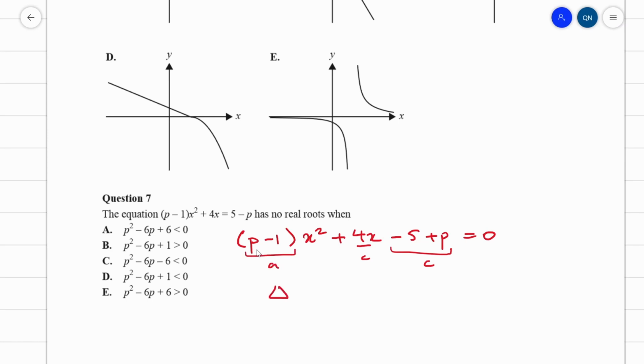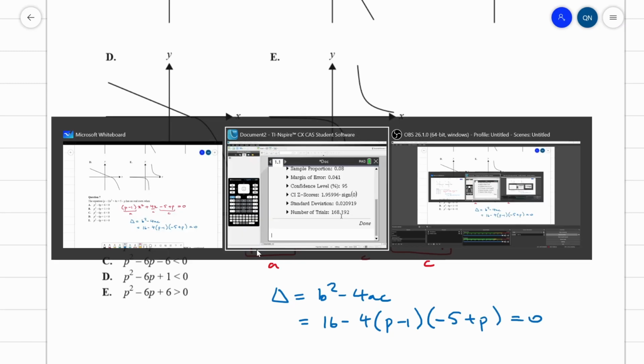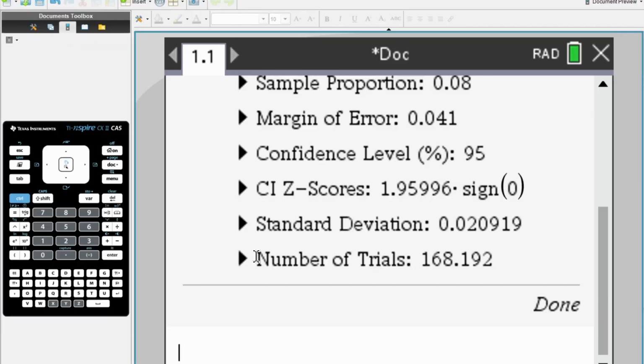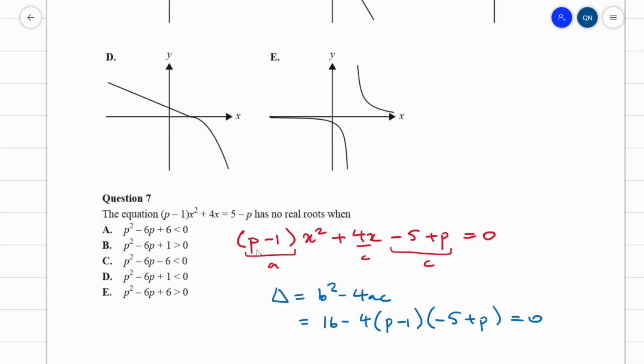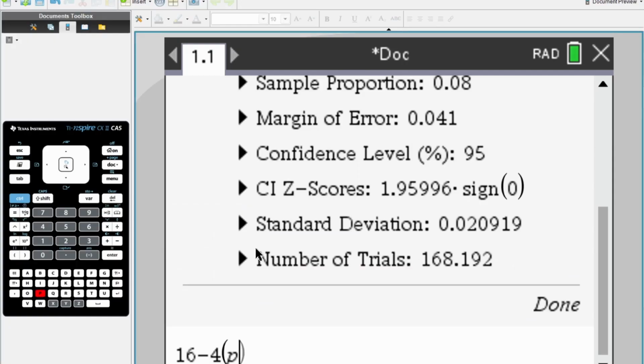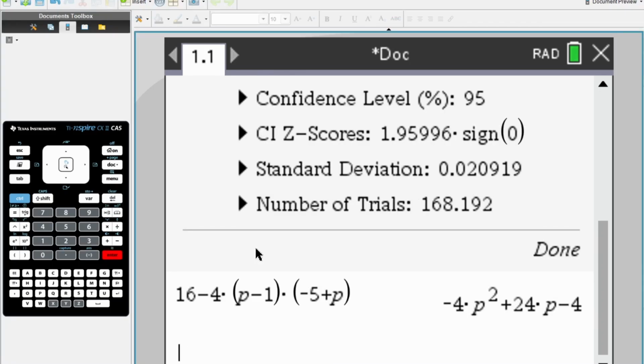So the discriminant formula, why am I using red? Discriminant is b squared minus 4ac. B squared is 16 minus 4. A is p minus 1. C is minus 5 plus p. Let's simplify this in the CAS because it can't be stuffed expanding it out by hand. So 16, and then we have 4 p minus 1, and then we have a minus 5 and a plus p, and it gives us this equation over here.